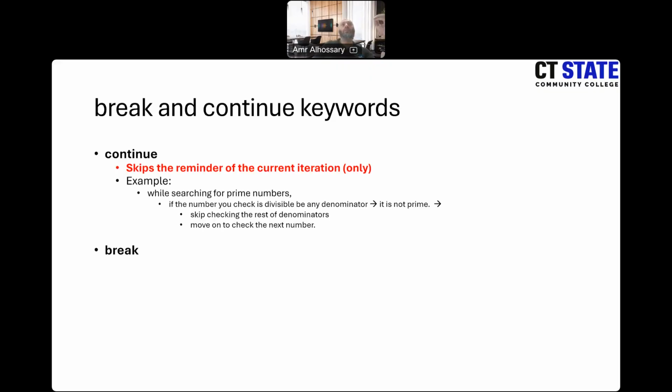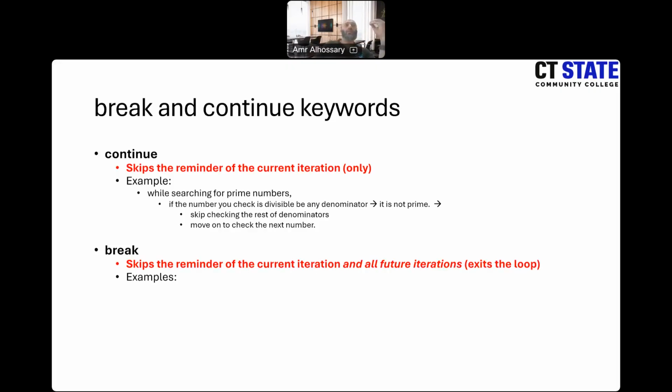Continue skips the remainder of the current iteration only, while break skips the remainder of the current iteration and all future iterations. So in other words, it exits the loop altogether. Again, we have continue and break. They are similar in function, but they are not the same. Definitely not the same. Continue skips the remainder of the current iteration and moves to the next iteration. Break skips the remainder of the current iteration and everything, and exits the loop altogether.